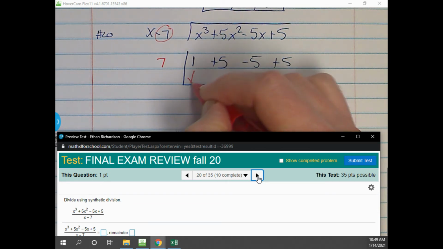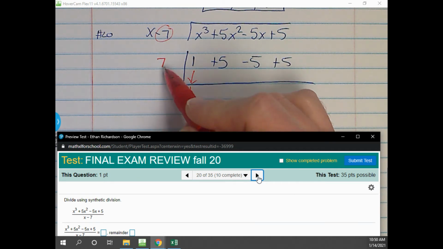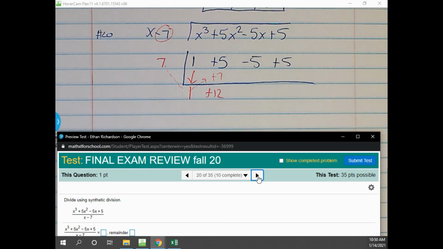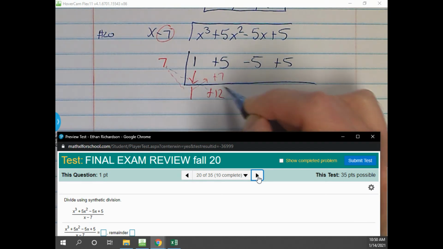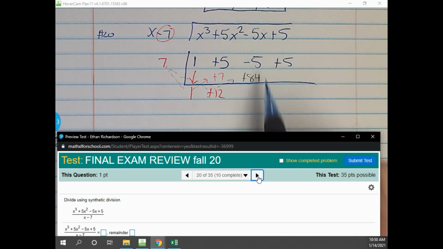First thing is you take the first number and bring it down below the line. And then from here, you multiply. 7 times 1 is 7, and that's a +7. And then whatever these two numbers do, that's what you do. It's 5 plus 7, so that's 12. And then we repeat. Now it's 7 times 12, which is a +84. -5 plus 84 is the same thing as 84 minus 5, which would be 79. Wow, let's get big. And then we're going to do one more time.